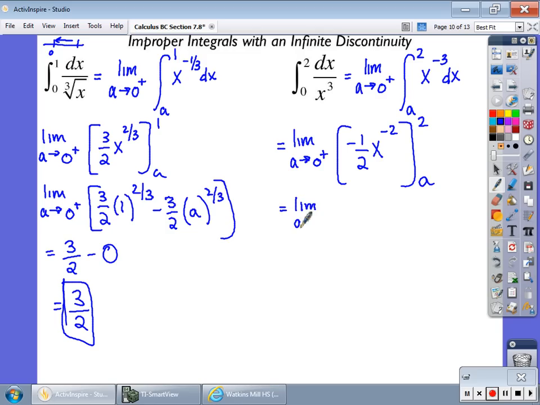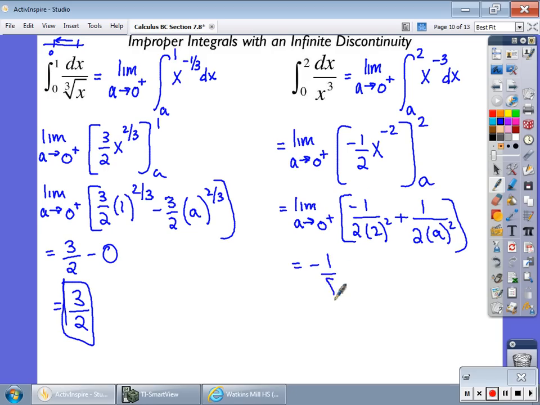Limit as a approaches 0 from the right. Now we're going to substitute, so this is going to be negative 1 over 2 times 2 squared, minus a negative is going to be plus 1 over 2 times a squared. This right here is going to be negative 1/8 plus, now the only thing is, you substitute 0 here as you approach 0 from the right-hand side. Okay, this goes off to infinity, and so this diverges.